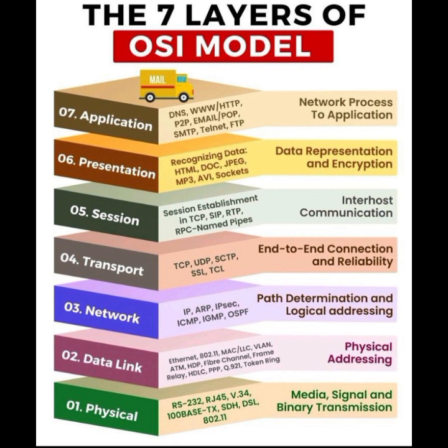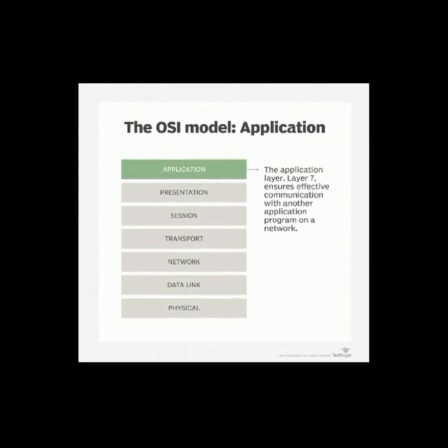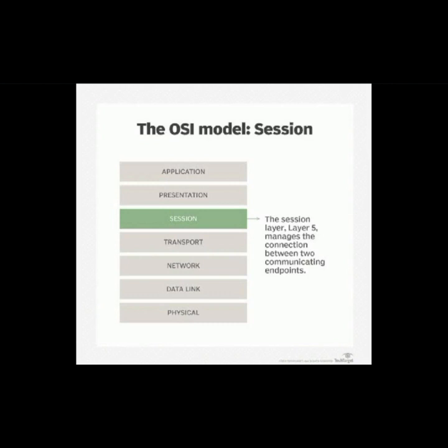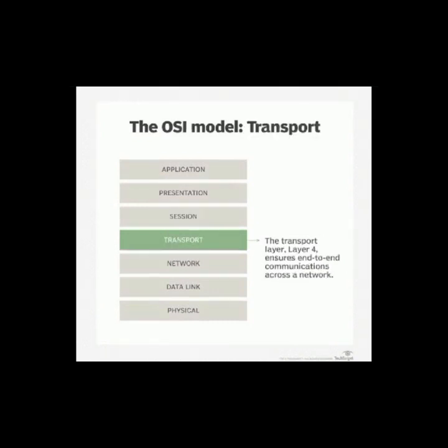Certainly, here's a brief explanation of each layer of the OSI model. The application layer, layer 7, ensures effective communication with other application programs on a network. The presentation layer, layer 6, performs data translation, compression, and encryption between applications. The session layer, layer 5, manages the connection between two communicating endpoints. The transport layer, layer 4, ensures end-to-end communication across a network.